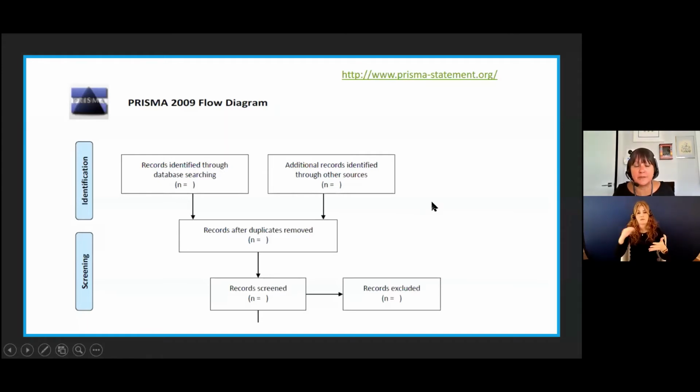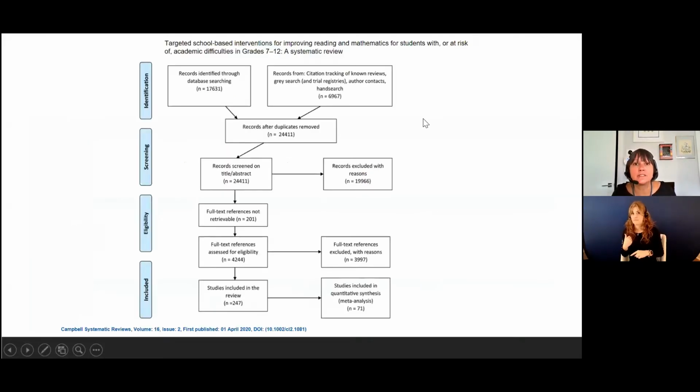I have an example of a completed one here. This one was done for a Campbell systematic review, which is openly available. This one is on targeted school interventions for improving reading and math for students who are facing academic difficulties. You can see here that they identified 17,000 records and another 7 using other strategies. They eliminated 24,000 that were duplicates, and eventually they got down to 71 studies included in their meta-analysis. Okay.